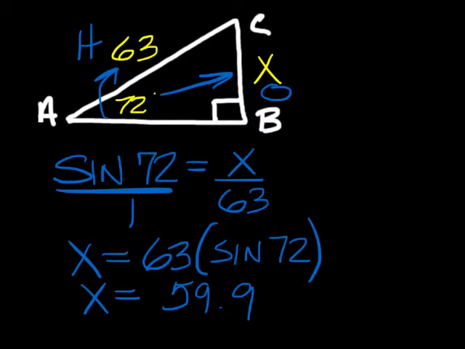Now here's what happens if you put sine 72 in the calculator and don't hit enter, and you hit times first. Times 63. You come up with the wrong answer. That's why you always have to find out what the sine of 72 is in this case. Hit enter and then do times.